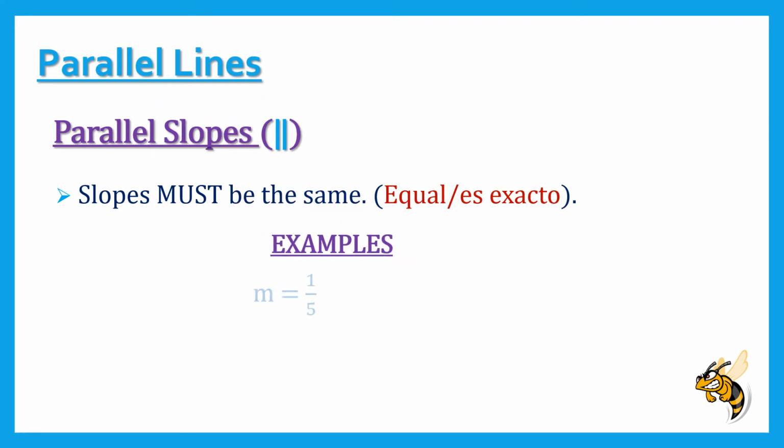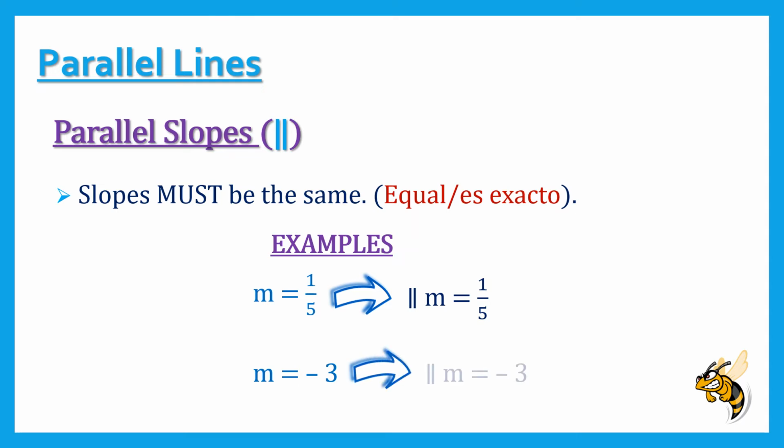For example, m equals 1 over 5, so the slope of the first line is 1 over 5. Then the line parallel to that line must have a slope of 1 over 5. If the slope of a line is negative 3, then a line that is parallel to it has to have a slope of negative 3.